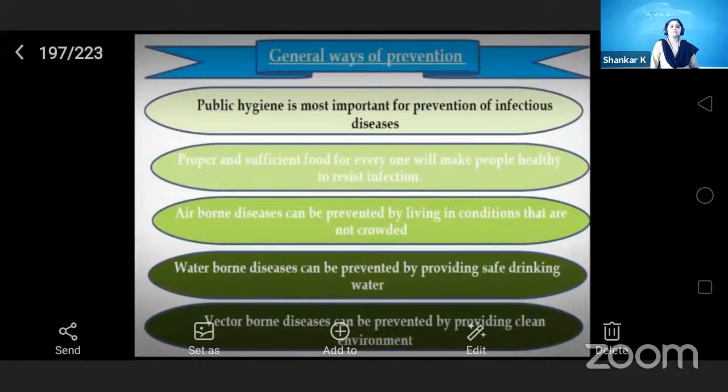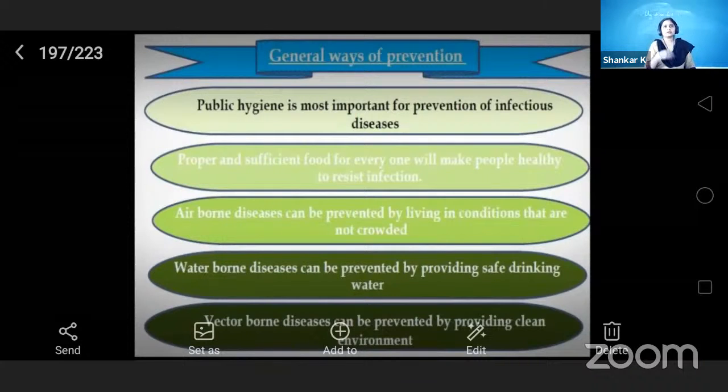So all nutrients and proteins containing food we have to use. The next one, airborne diseases can be prevented by living in conditions that are not crowded. Airborne means cough and cold. We can prevent these when crowds are there, where more people gather, by maintaining some distance. Then we can prevent these types of airborne diseases. The next, waterborne disease can be prevented by, as I told, providing safe drinking water.